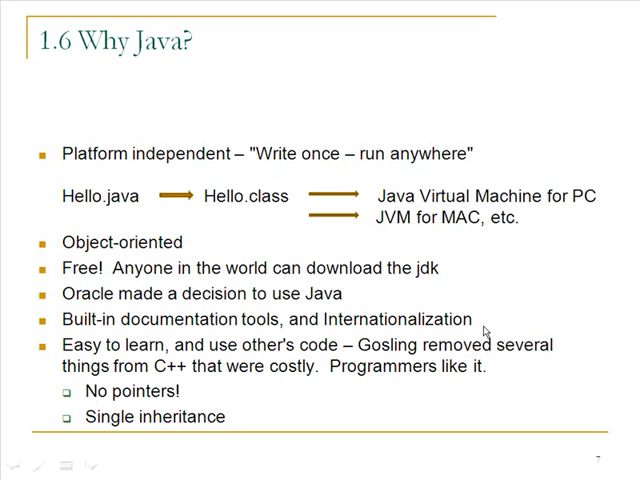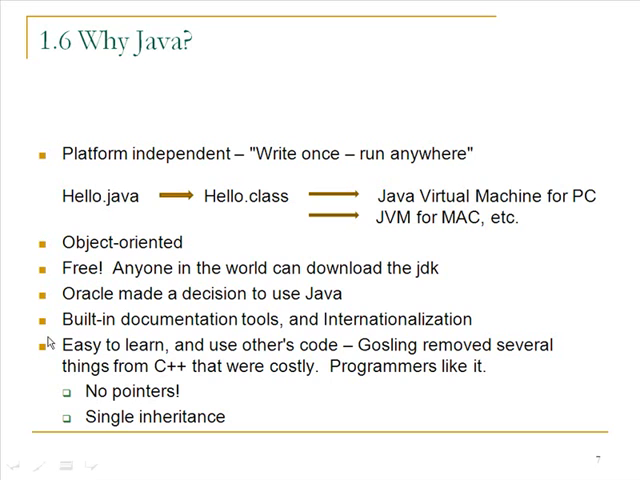What else did Gosling do when he came up with this Java language? He built some documentation tools and internationalization tools into the language so that you can write code that is kind of self-documenting and is fairly easy to modify so that it will work differently in different cultures. So if you want to display a dollar sign in the United States and a yen sign in Japan, he took that into consideration from the very beginning.